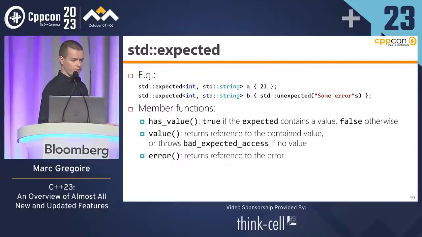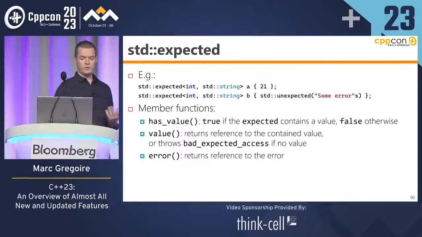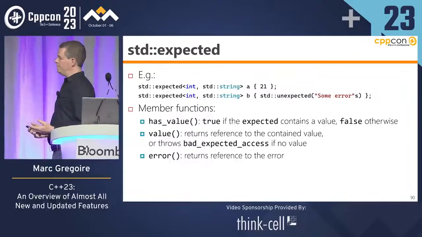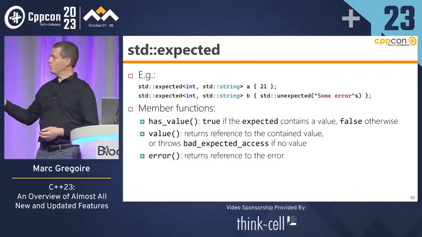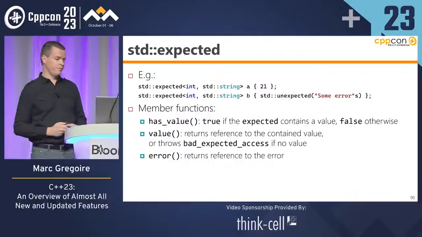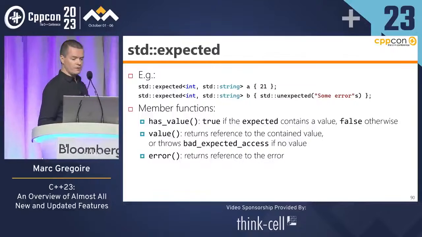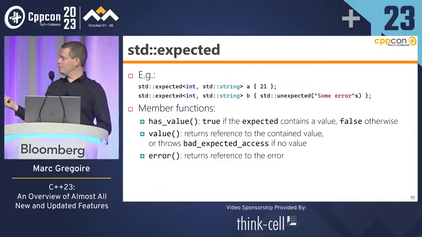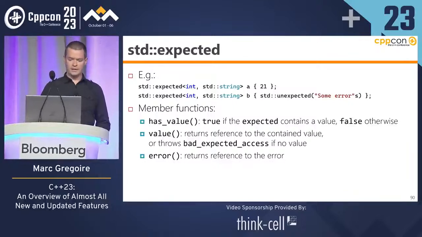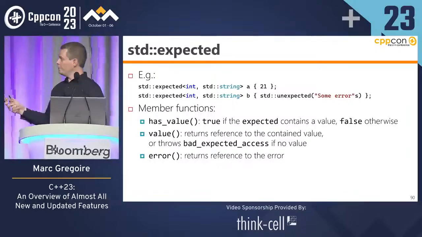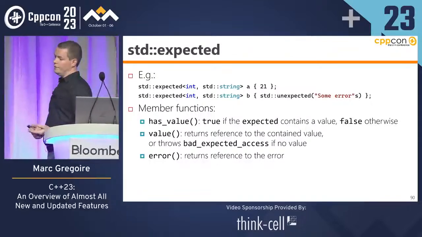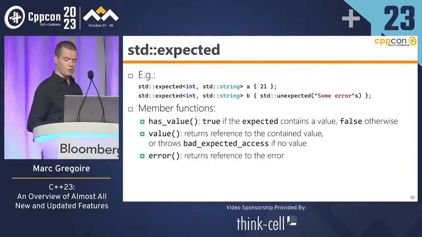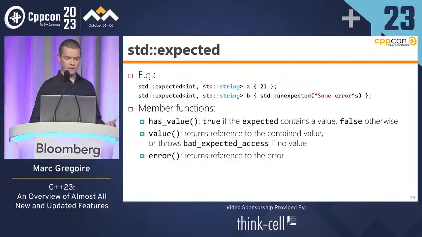Now what can you do with this? You can call has_value on it, which will return true if your expected contains a value of type T. If that's the case, you can call value on it to get the actual value. If you call value and you don't have an instance of type T in it, you will get an exception, bad_expected_access. You can also call error if you want to return the error that is inside your expected. Now, error you should only call when there is an error.